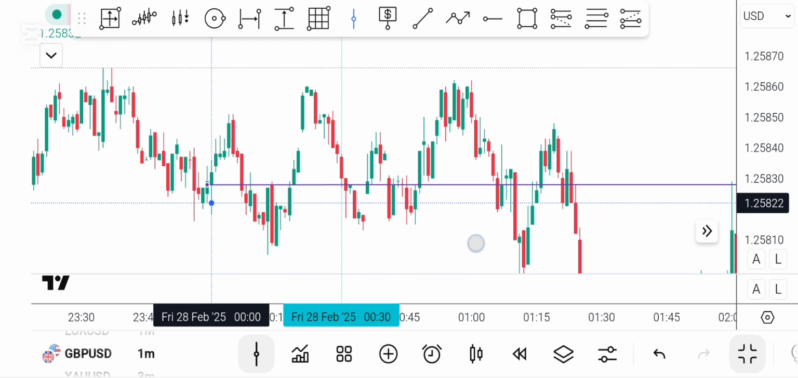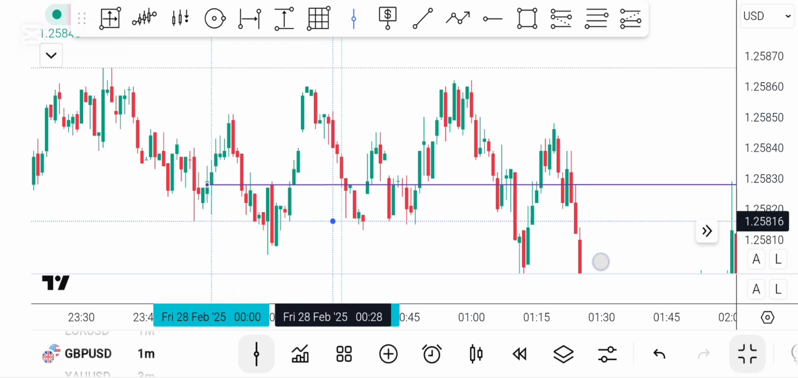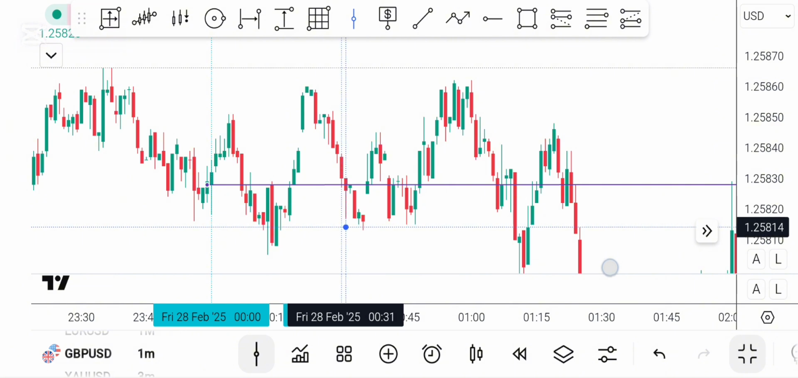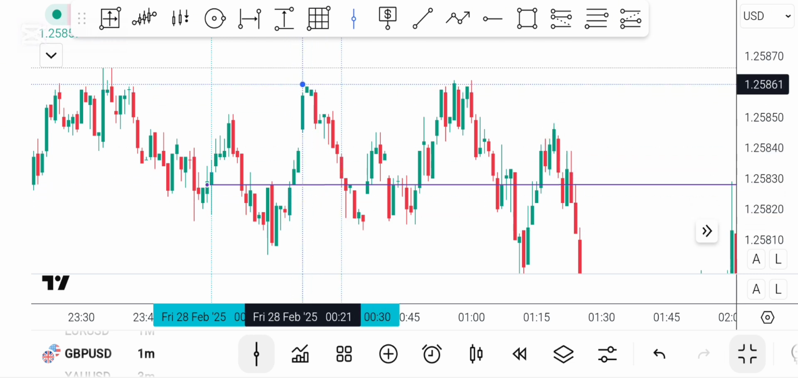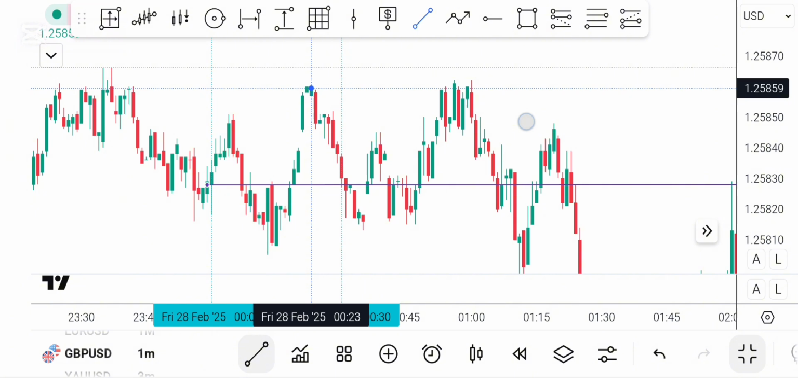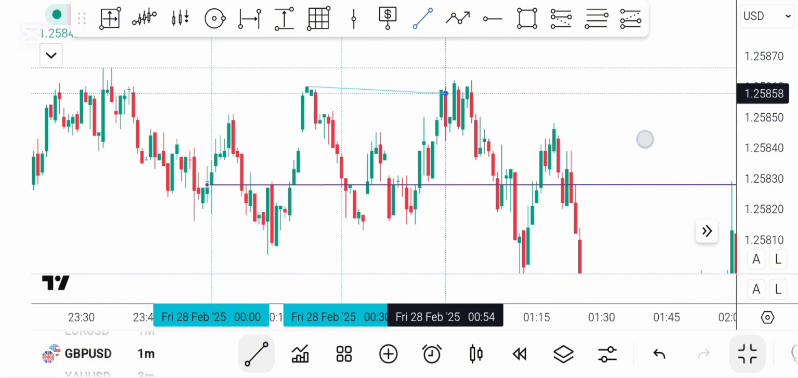Okay, you are going to wait 30 minutes after, and you are going to put another vertical line at 12:30, which is midnight New York time. I hope you get that. Now, there are three things that you have to pay attention to. You have to pay attention to the high that was formed during that range, which is going to give you the midnight opening range high, like so.